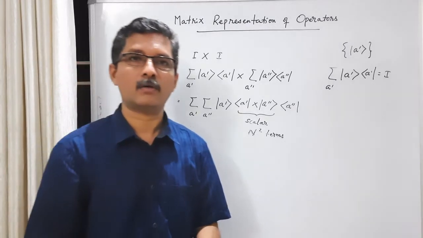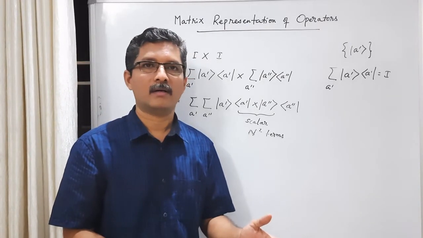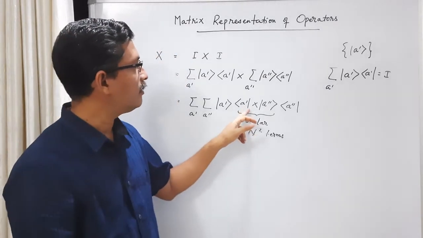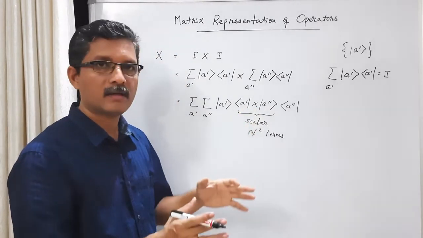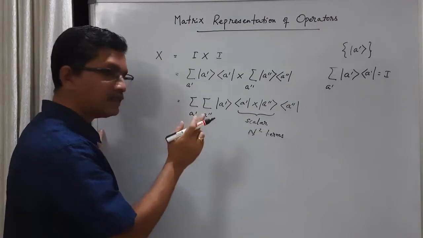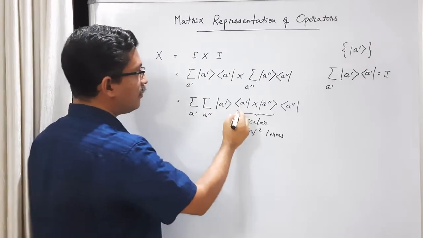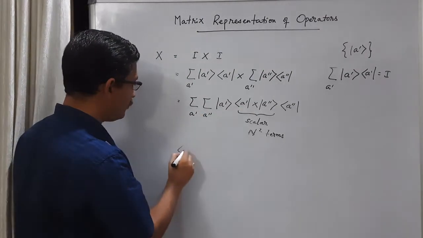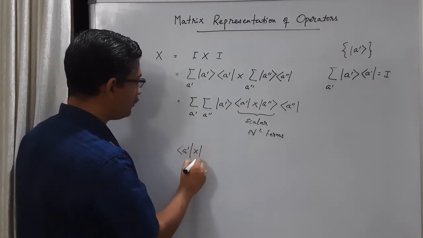We know that an n by n matrix, with n rows and n columns, has n square terms. So let us write these scalars as an n by n matrix. When I write such a matrix, I am using this type of notation for rows and columns. Each element will be in this form, right?